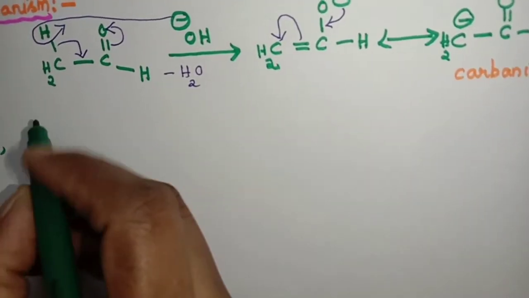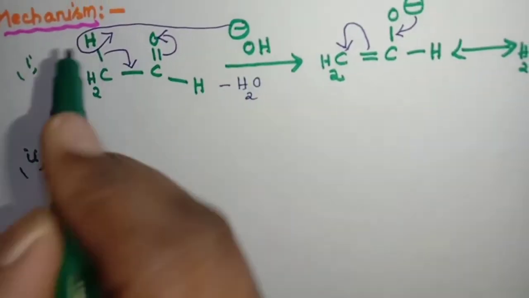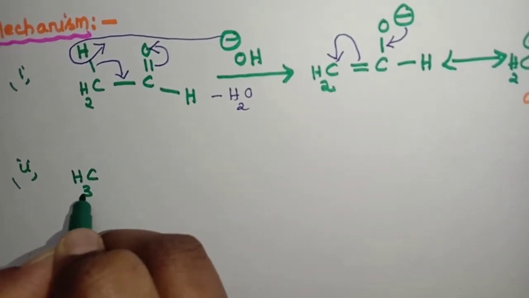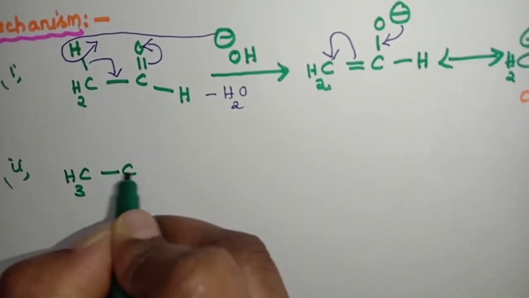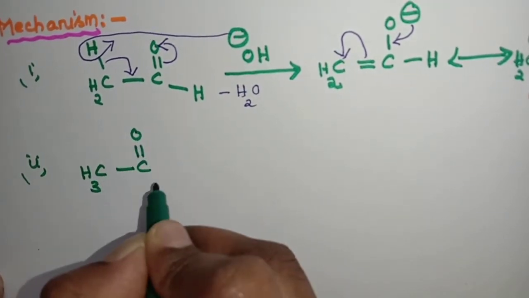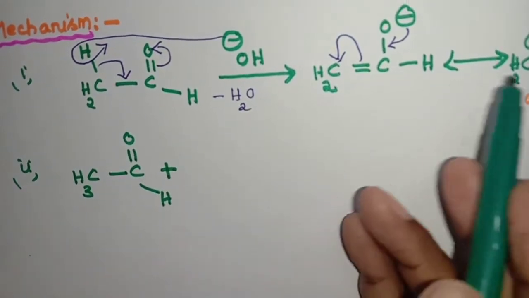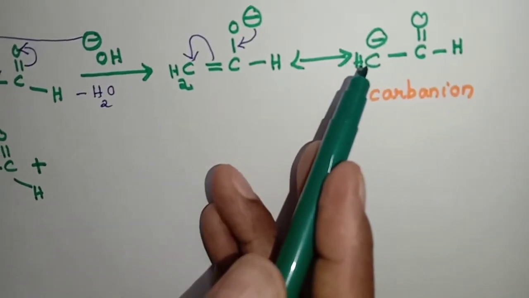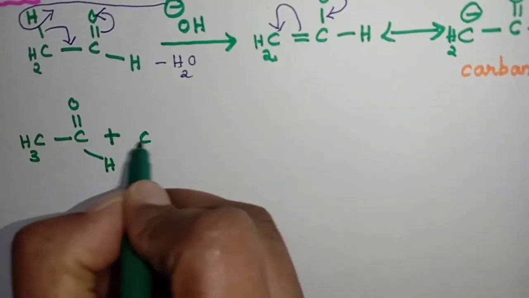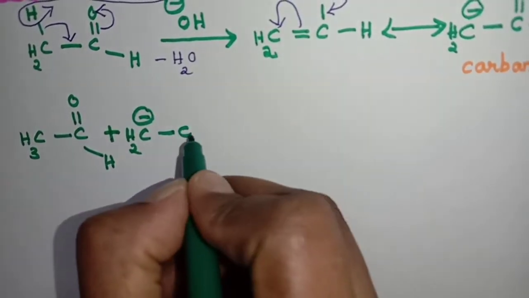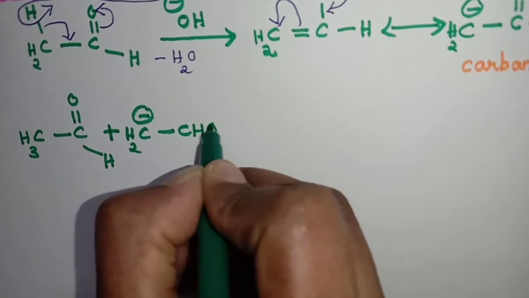Next, the second step: the carbanion formed in the first step attacks. I am writing the step first. One molecule is done, the second molecule is there. We don't need an alpha hydrogen in the second step. So write like this, CH3, C double bond OH. Now here comes the carbanion formed in the first step. How to write it? CH2 minus, C double bond OH, I am writing as CHO.